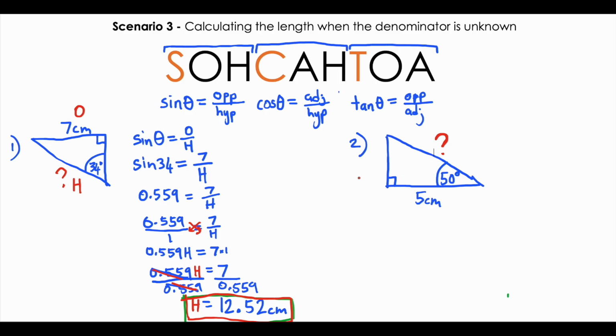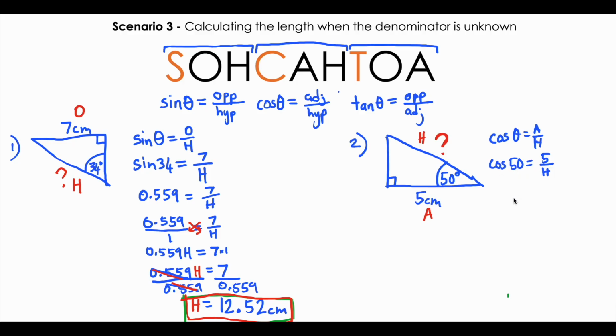All right, so Josiah, walk me through this one. Josiah, what is 5 centimeters? The adjacent. And what is this one here? Hypotenuse. What uses a and h? All right, so cosine of the angle is equal to a over h. What is the angle? 50. So cosine 50 is equal to a, which is 5, over h, which we don't know.